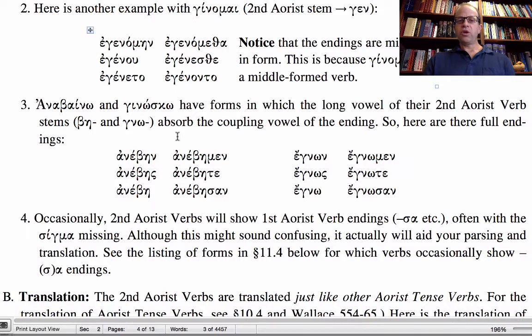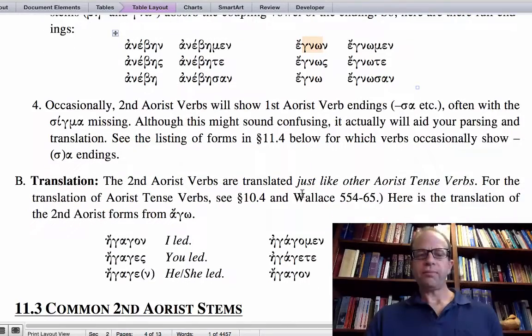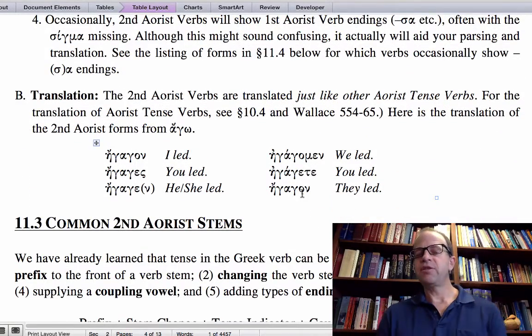Anabaino and ginosko are somewhat unique in that the end of their stem, when they form the second aorist, will eat up the coupling vowel. The epsilon or omicron coupling vowel will disappear. So you'll have the raw endings added on to that changed stem. And these verbs are fairly common, especially ginosko. The translation significance of the second aorist verbs is the same as the first aorist. In the indicative, it's translated as a simple past very often.